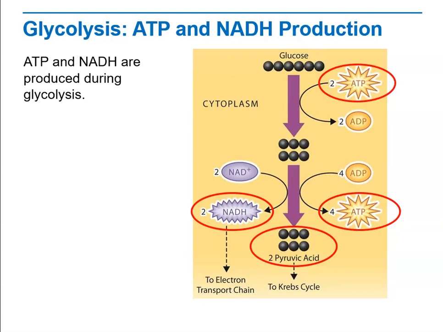Where do these products go? The NADH goes to the electron transport chain. The pyruvic acid goes to the Krebs cycle, and the ATP gets used by cells.